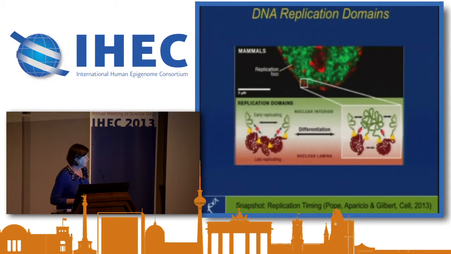David Gilbert has been working in this field for a while, and there's this lovely photograph that he recently published in Cell. It's a lovely way to represent where the replication domains are in the cell. You can see he's stained the different replication foci, and the early replicating regions, shown here in green, are associated with the nuclear interior of the cell, whereas the late replicating regions, stained in red, are associated with the nuclear lamin.